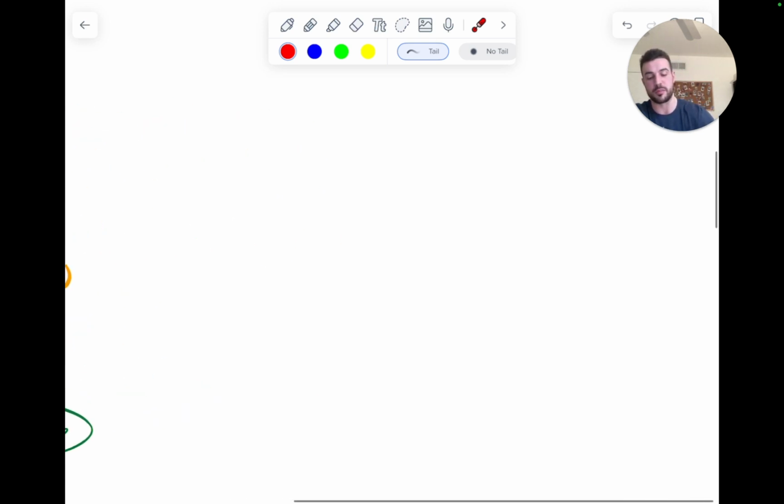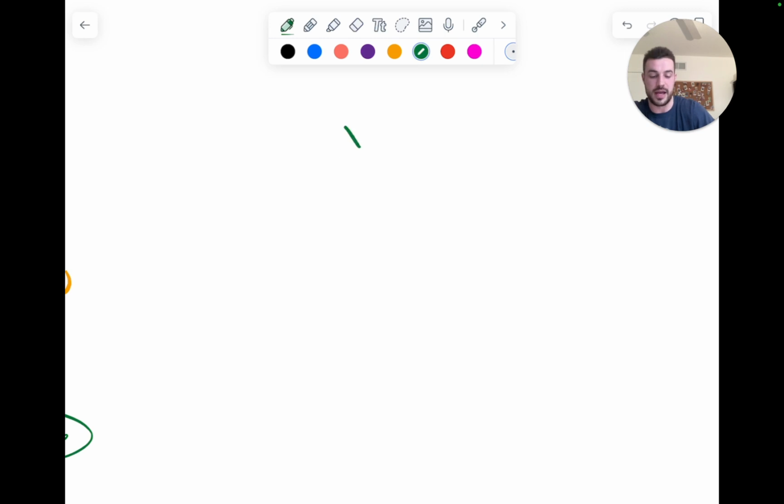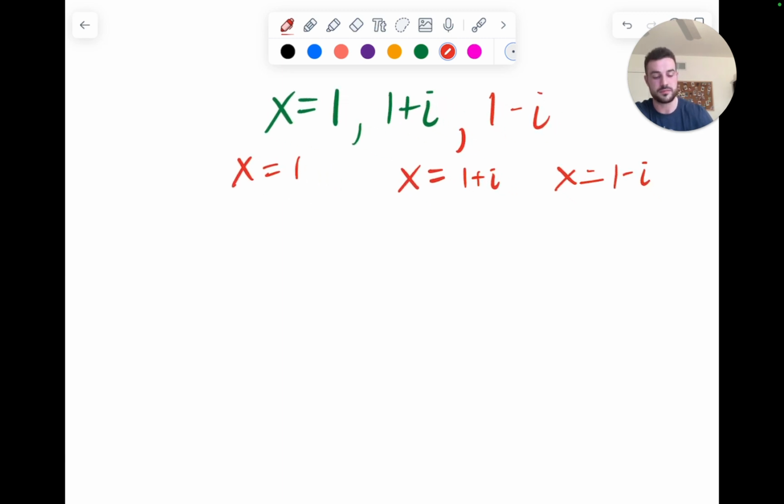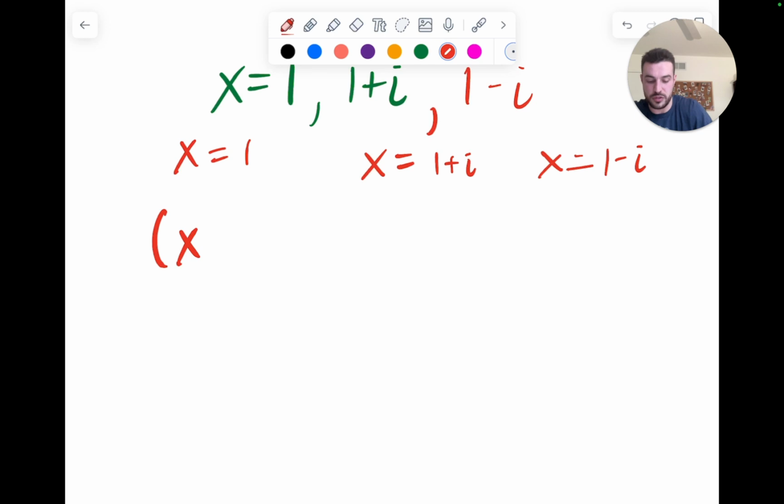So let's do one more example. And what I'm going to do is start us off with an x equals 1, and then let's say I've got a 1 plus i. Well, again, the idea is going to be the same. If I have a 1 plus i, i's come from square roots. So that means I should have a positive i and a negative i, so I'm really missing a 1 minus i. So this one's a little bit more challenging, but the idea is going to be the same. I've got x equals 1, x equals 1 plus i, and then x equals 1 minus i. Now, this first one is easy. We should have an x minus 1.